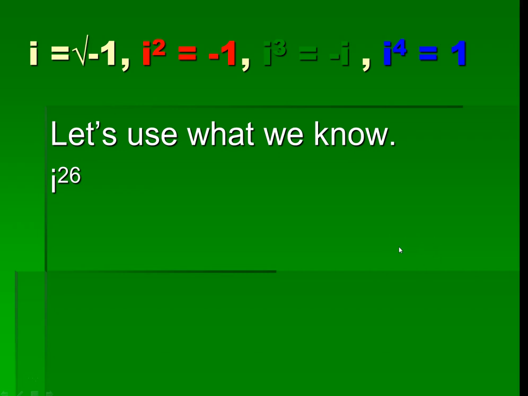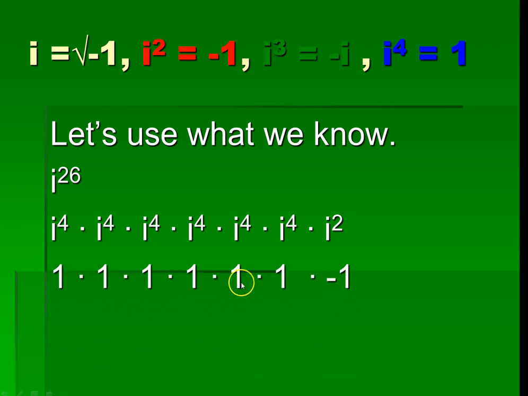Let's try i to the 26th. If we broke that down into 4 and 4 and 4 and 4 and 4 and 2, if we add all those up, you can do that with your calculator if you want, it adds up to 26, doesn't it? And we know that i to the 4th is just 1, so this is 1 times 1 times 1 times 1 times 1. And we know i squared is negative 1, so i to the 26th is equal to negative 1. We're still only getting those kind of answers.